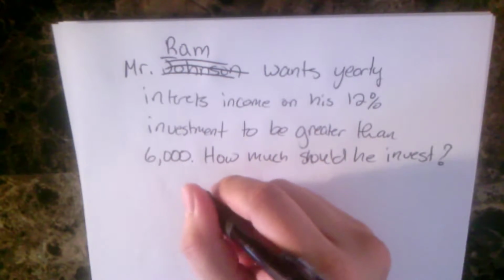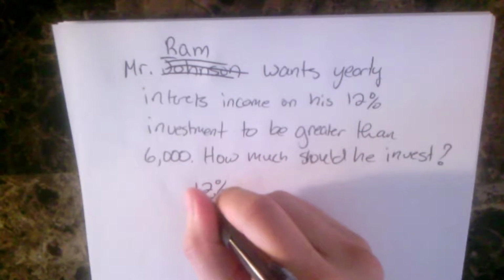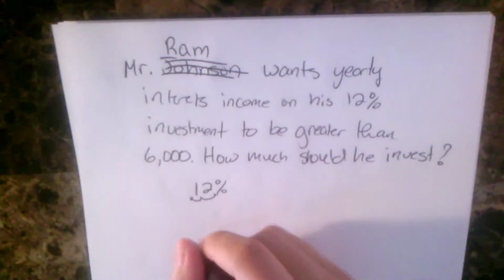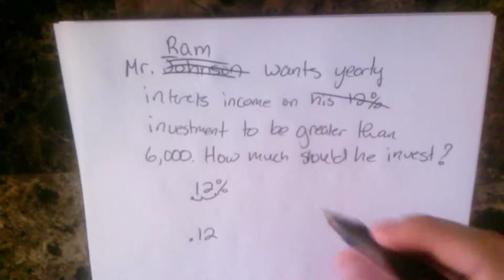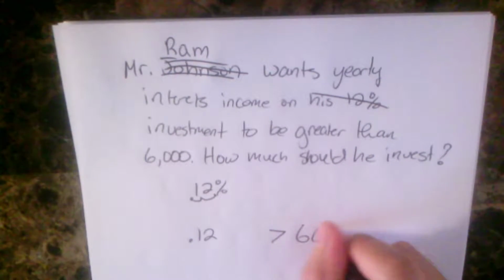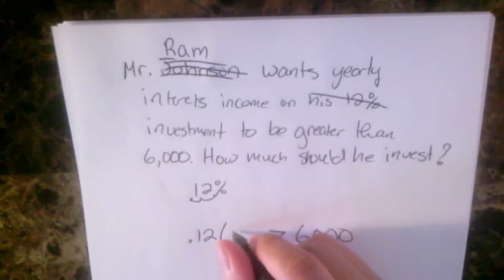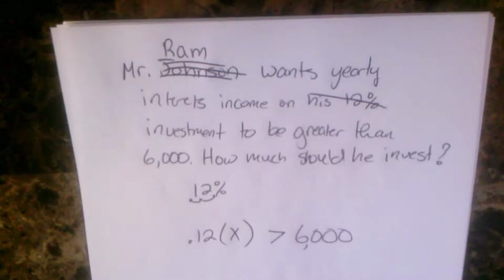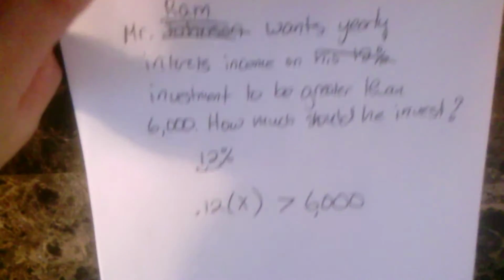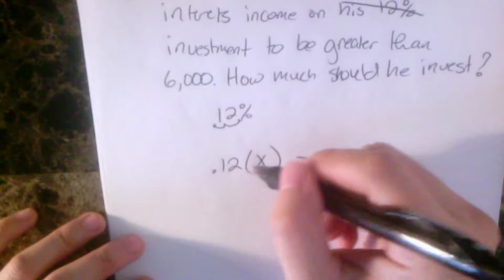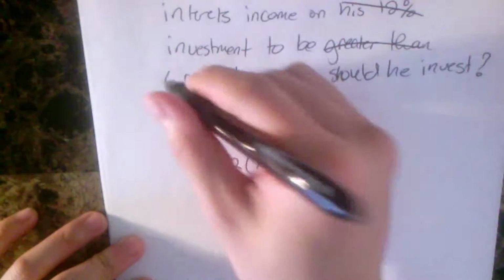So 12%, remember, to change a percent to a decimal, we move the decimal over twice. So this is 0.12. I'm going to write it as 0.12. Investment to be greater than 6,000. And remember, it's always percent of something. We don't know what that number is, so I'm going to call it X. You can call it a question mark, N for number, whatever makes you happy. So 12%, or 0.12, of something is greater than 6,000.